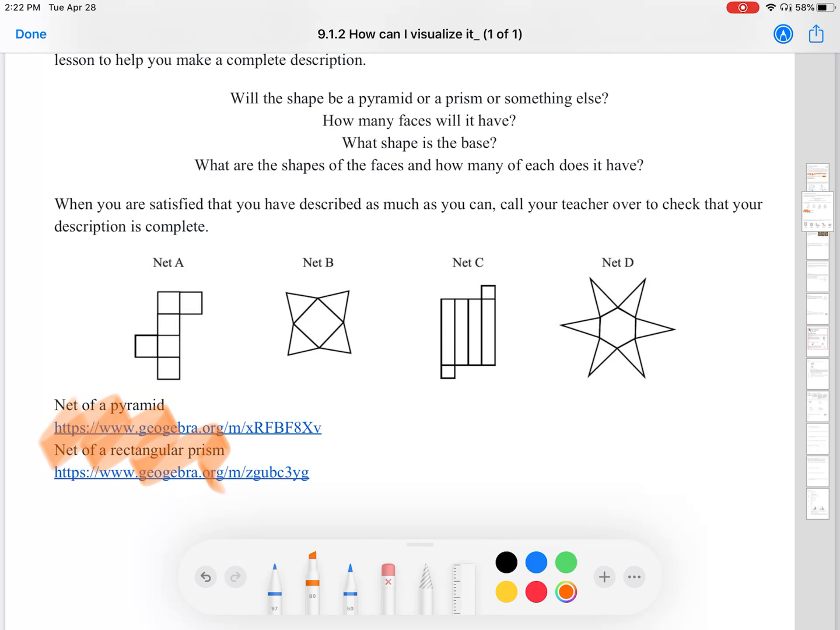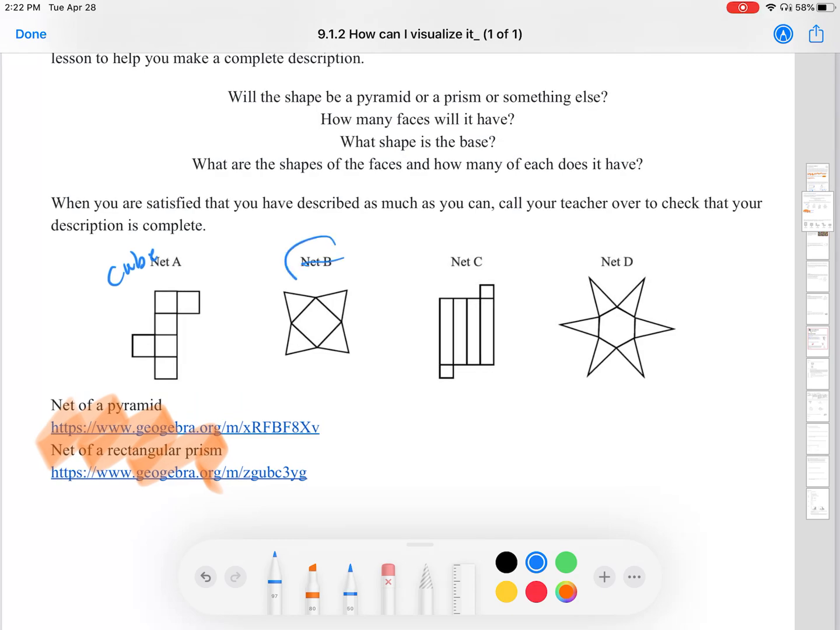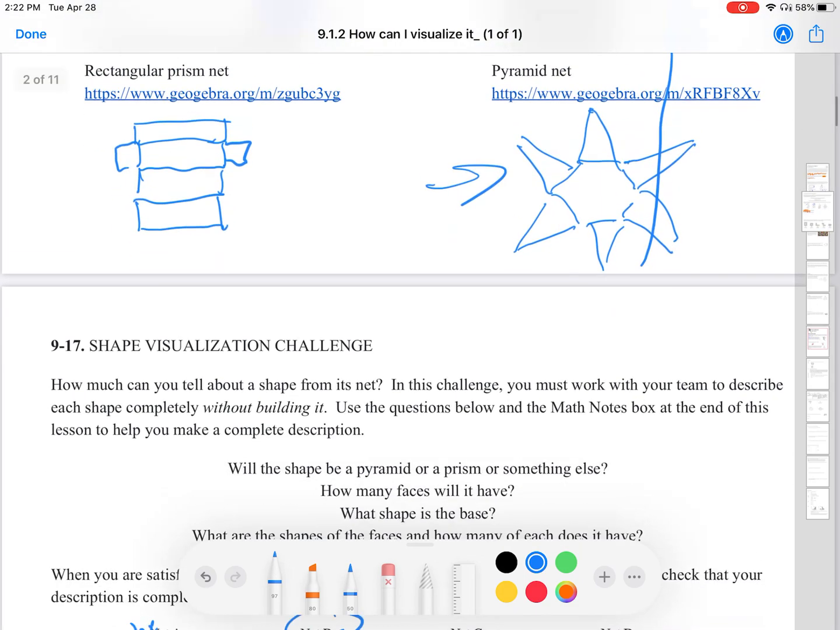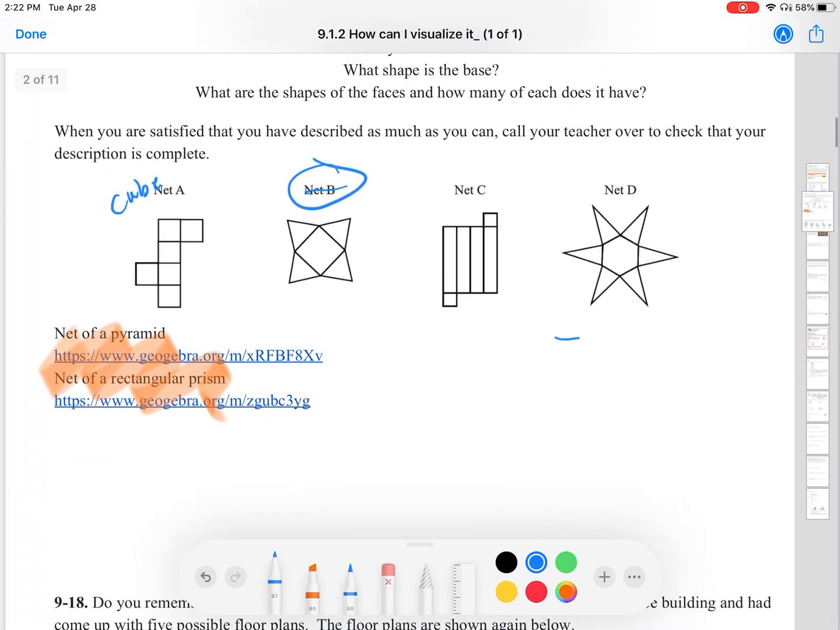So in this one, what would net A bring? That would bring us a cube. And it's going to be one of the options that you can find under the cube one from earlier, okay? Then net B, I already showed you that one previously. That's going to be that pyramid one, right? That's just a pyramid. In this case, what kind of pyramid? It looks like it's going to be a square or quadrilateral pyramid, right? Square, much like the pyramids that you'd see in Egypt.